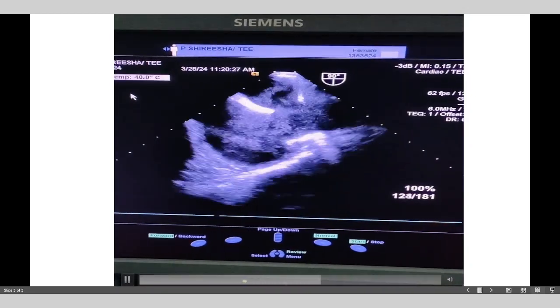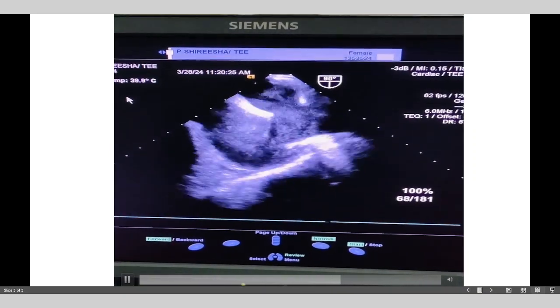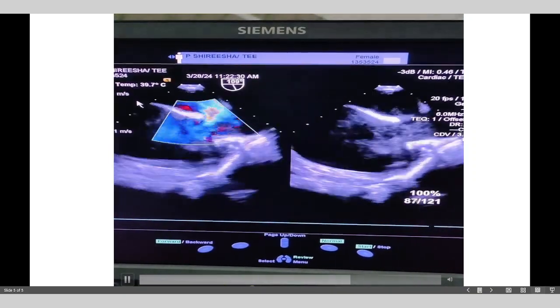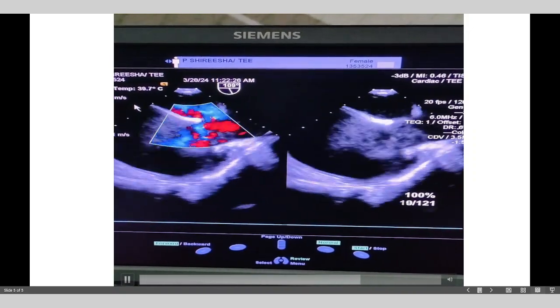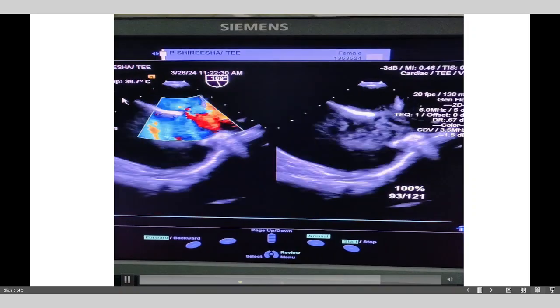And here you can see this is the interatrial septum, but there is a lack of continuity towards the SVC. This is causing the defect. This is called SVC type of ASD.